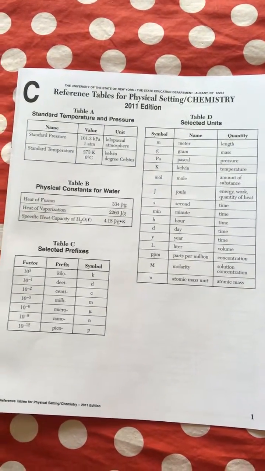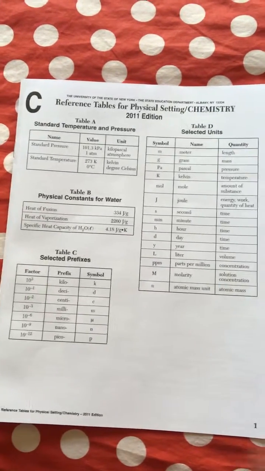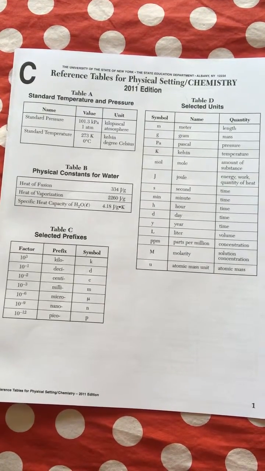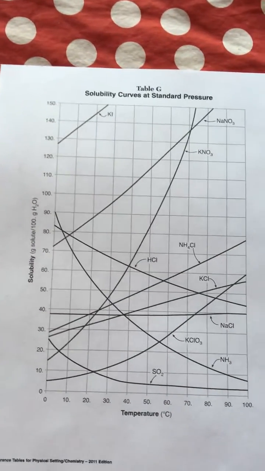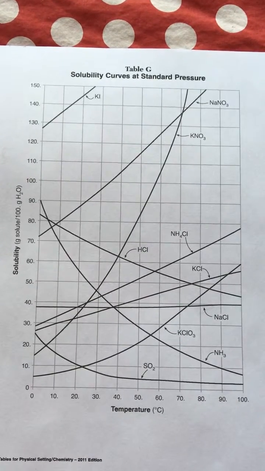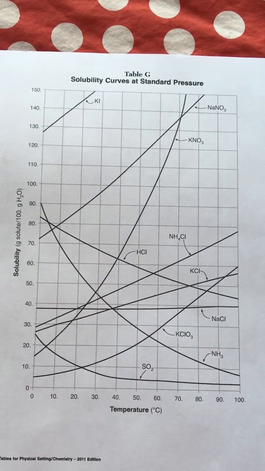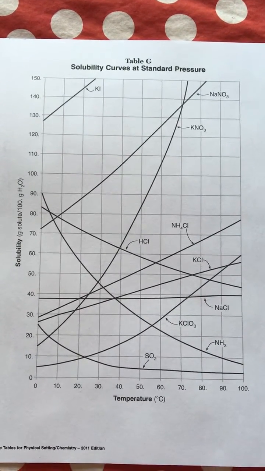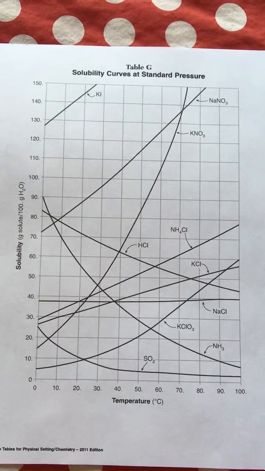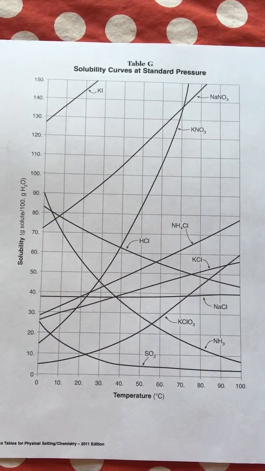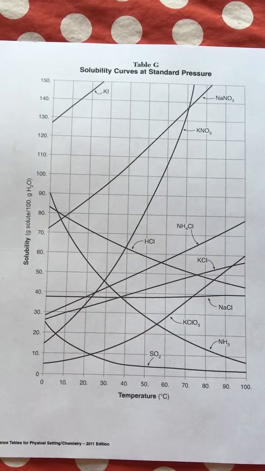The topic that Jose is studying is chemistry, and within chemistry all students are given a reference table. Within this reference table there are many different tables, and the table that Jose is going to be focusing on is table G. Table G is a table that represents solubility curves at standard pressure. The x-axis is temperature in degrees Celsius, the y-axis is solubility, that is the grams of solute that can dissolve in 100 grams of water. On this table you can see that there are many different curves for many different substances.